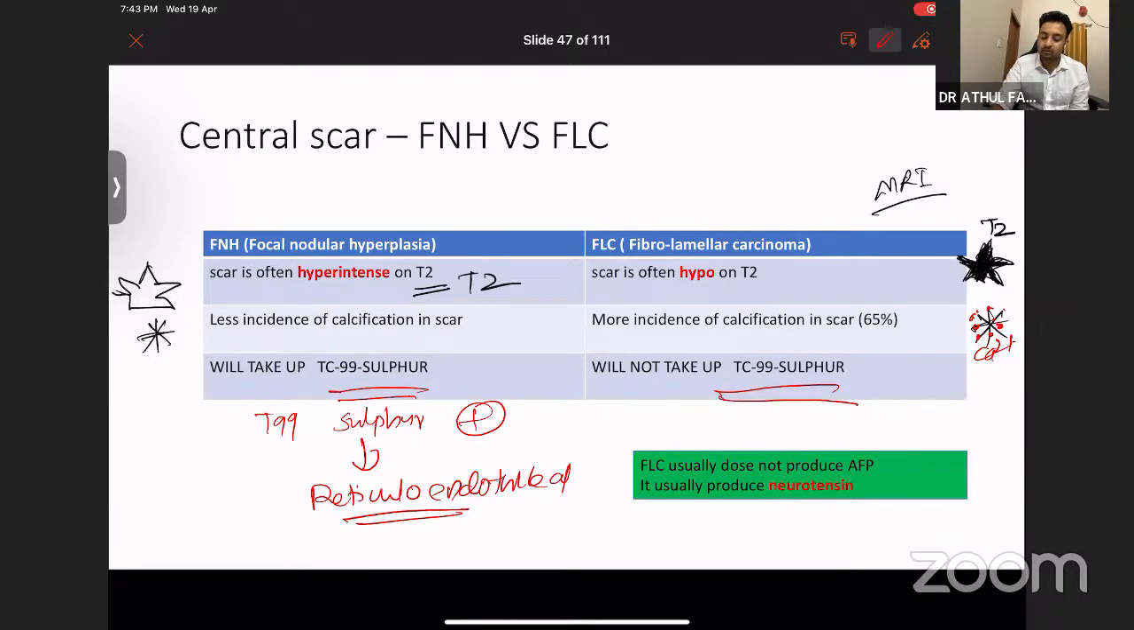But since FLC is made up of fibrous cells, these fibrous cells will not take up the sulfur colloid. So there won't be any sulfur colloid uptake in FLC. So that is how you differentiate between FNH and FLC. So one point with CT, one point with MRI, one point with the nuclear scan. Okay, you should know all the 3 points, then only you can make the diagnosis. Any of these can be intermixed and asked in exams. So you should be very, very careful.